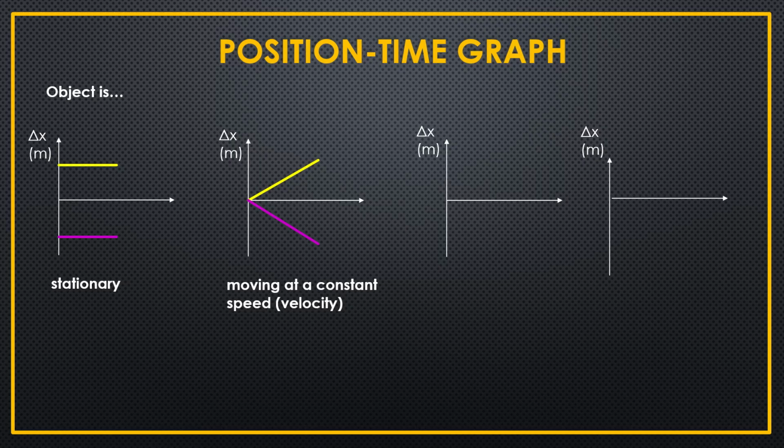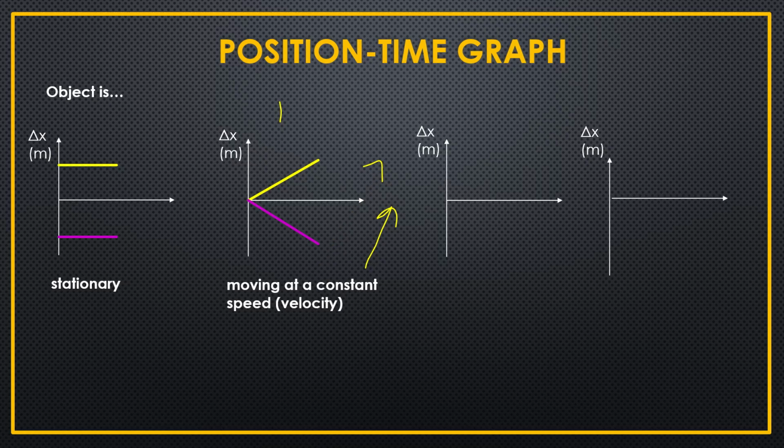So any straight line, whether it's below the x-axis or above the x-axis, if it has a positive gradient, like any yellow line that I've drawn here on the screen, it doesn't matter whether it's above or below the x-axis, it means that the object is moving in the positive direction.